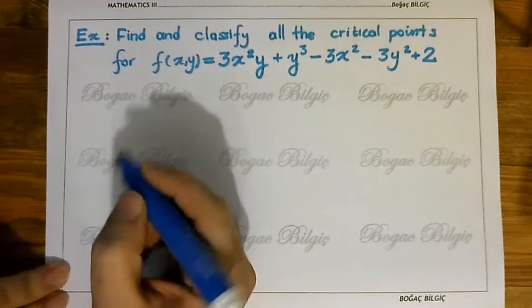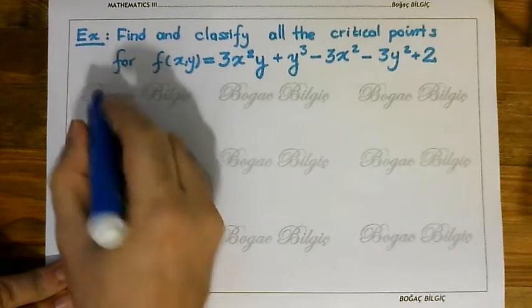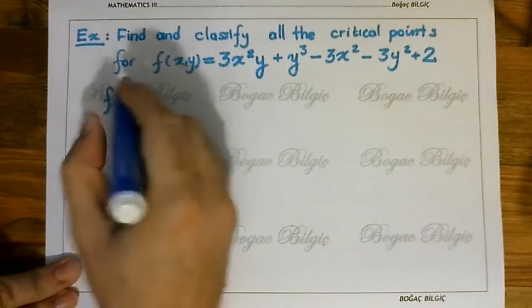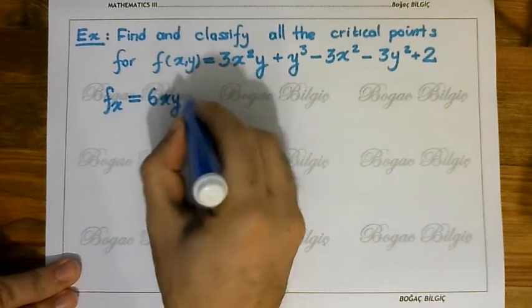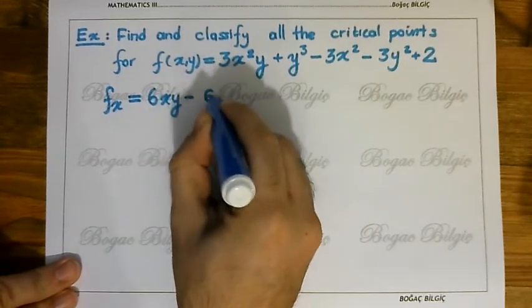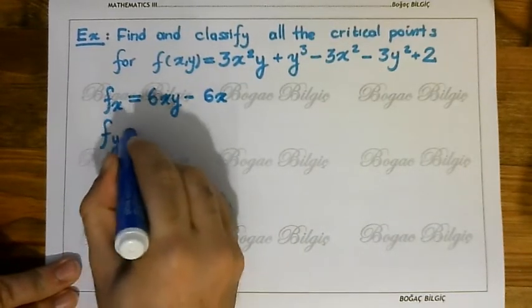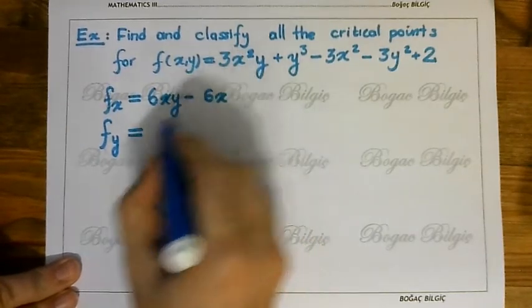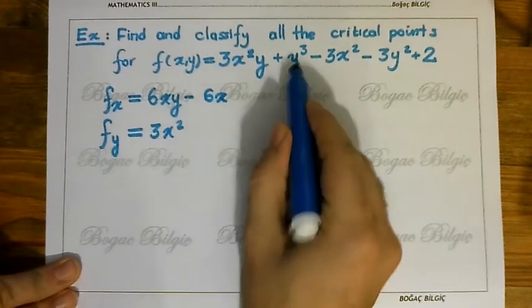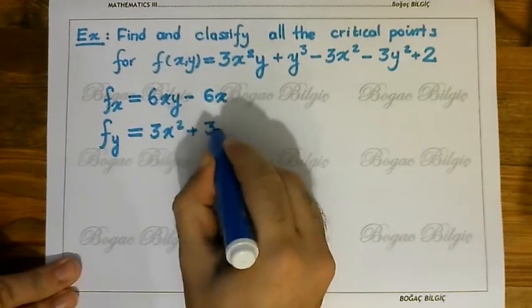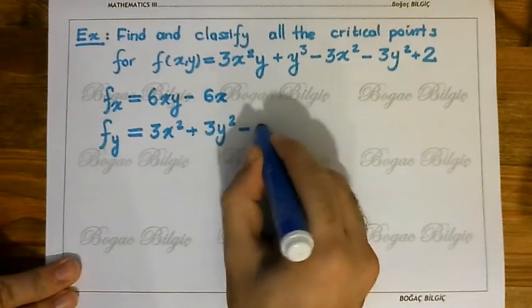Firstly, we take the derivatives of f. fx is equal to 6xy minus 6x, and then fy is equal to 3x squared plus 3y squared minus 6y.